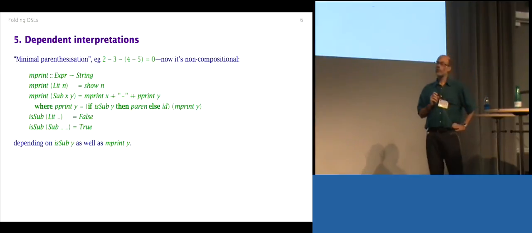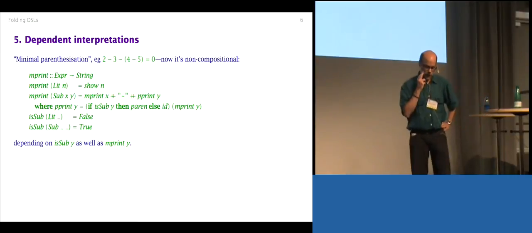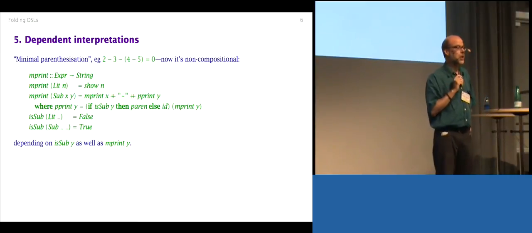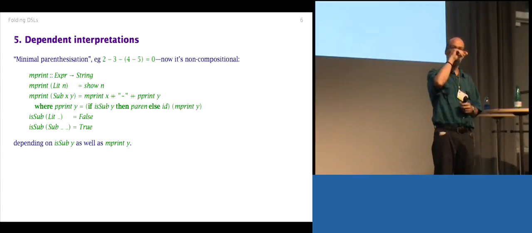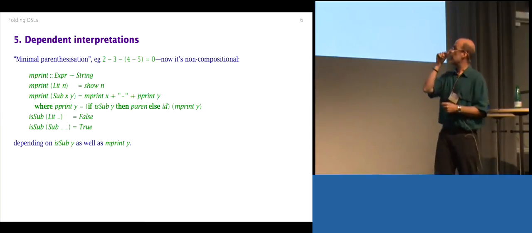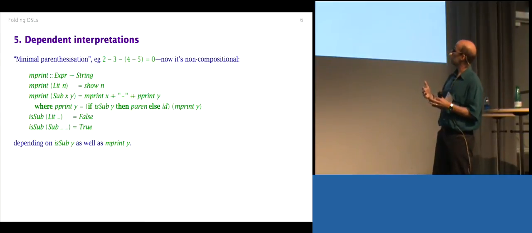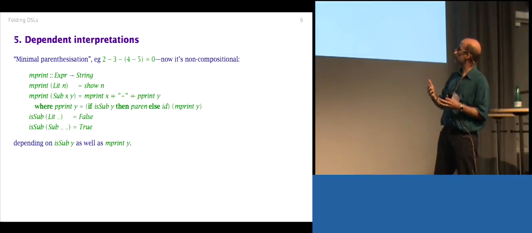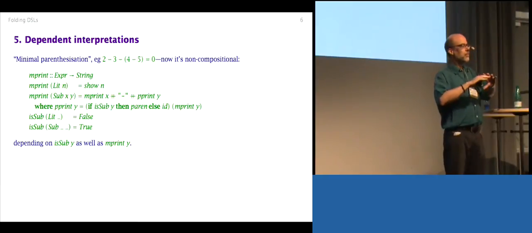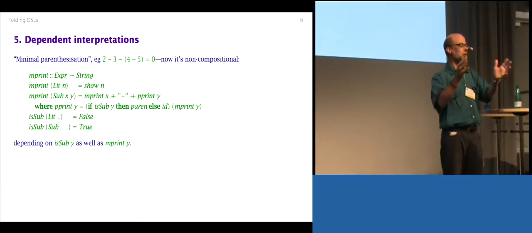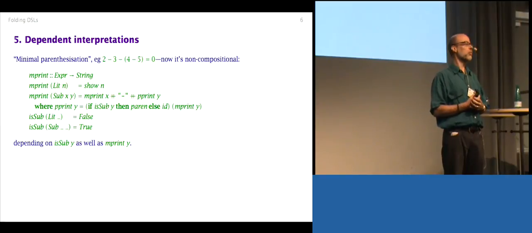What about dependent interpretations here? So here's a function that produces a string, but in a slightly smarter way. So it does the minimal parenthesization. It only puts parentheses around the subterm if it's on the right-hand side of a subtraction. That's the only place where you need the parentheses. So I need to know whether that term is a subtraction. So it only puts parentheses around subtractions, something like that. Anyway, I need to know something about the term other than its parenthesization in order to work out whether to put parentheses around it.